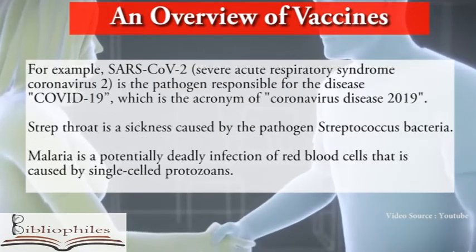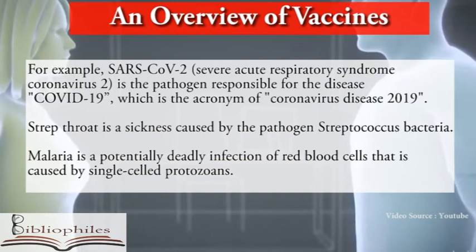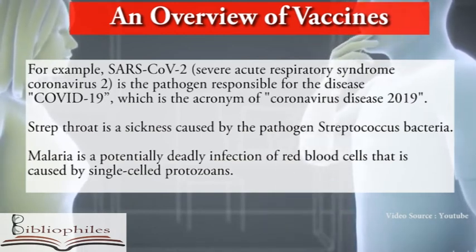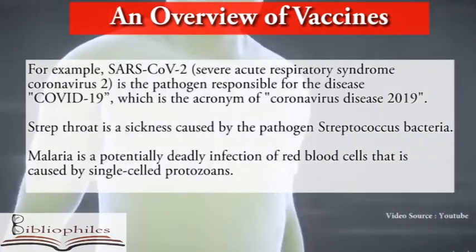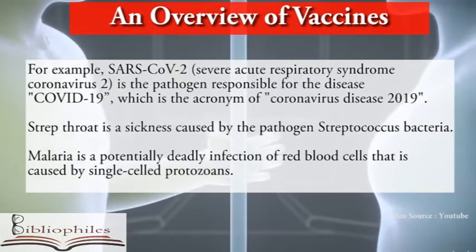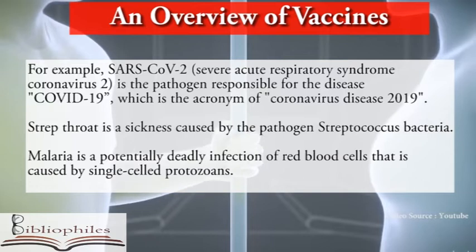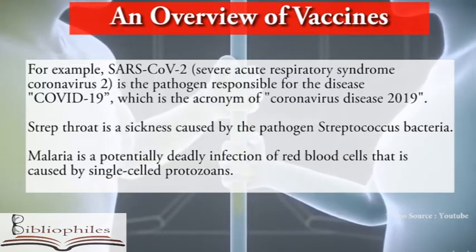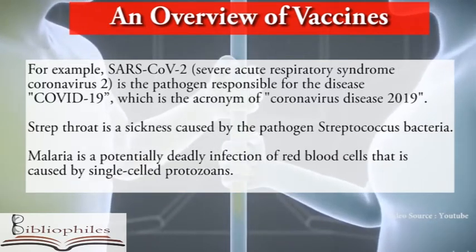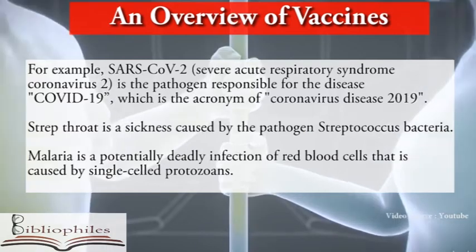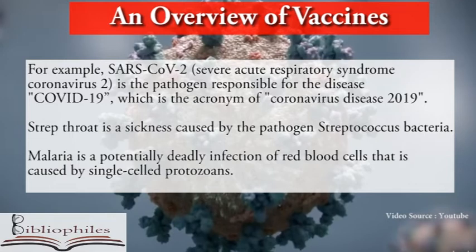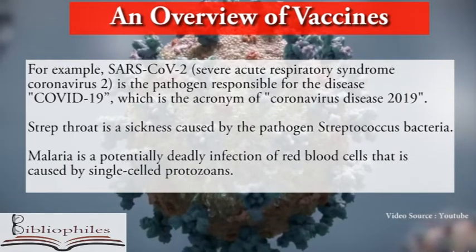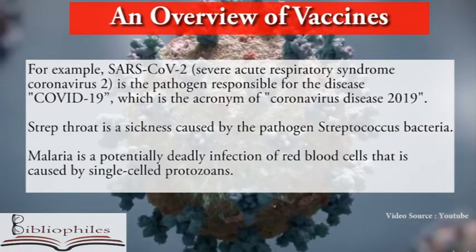For example, SARS-CoV-2, which stands for Severe Acute Respiratory Syndrome Coronavirus 2, is the pathogen responsible for the disease COVID-19, which is the acronym of Coronavirus Disease 2019. And then strep throat is a sickness caused by the pathogen Streptococcus bacteria. And the pathogen of malaria is the single-celled protozoas.